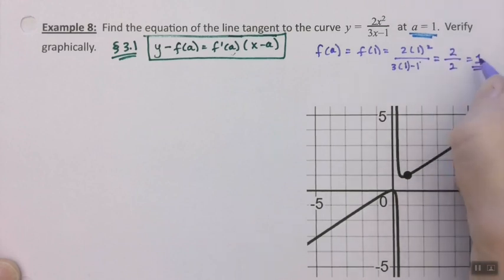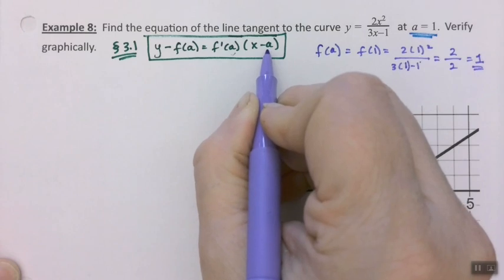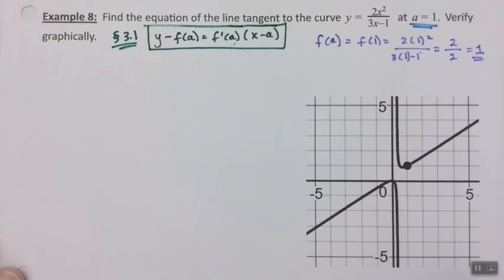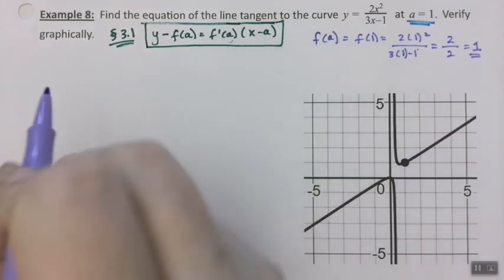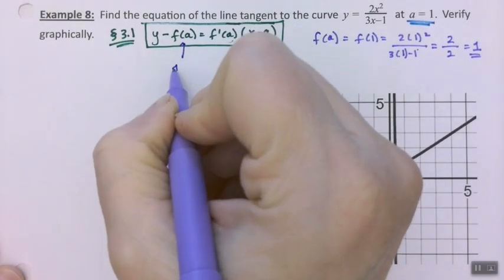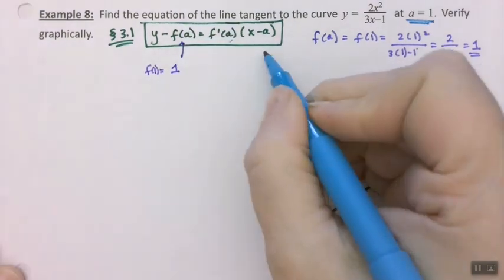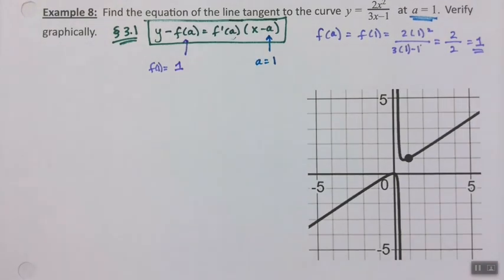So this is f of 1. So I know that this number right here is going to be 1, and I know that number right there is going to be 1. I mean, for different reasons, but nevertheless, it works out. Okay, so now all I need is the f prime, and I'm grand. Right, so I know this will be 1, because f of 1 equals 1. And I know this will be 1 because a equals 1. So let's just go find f prime.